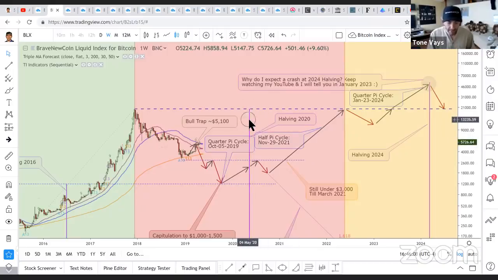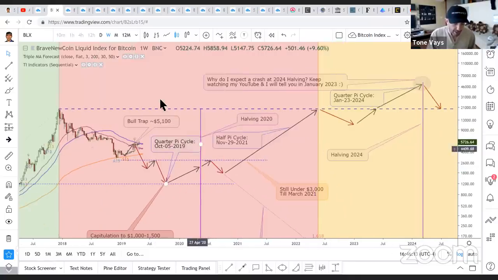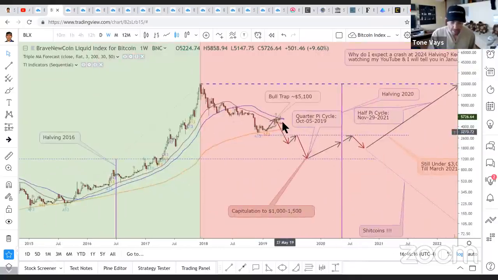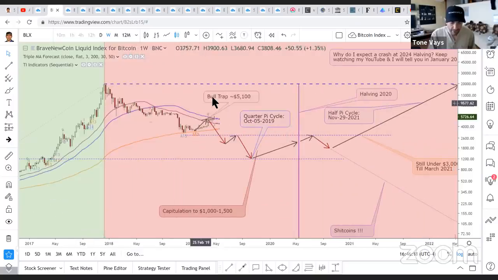Now, the halving is coming, and right now we're still assuming it's going to be in May, but I got to double check the dates because they're dynamic. Right now, I'm still leaning towards the bull trap, but obviously we've gone above 5.1.